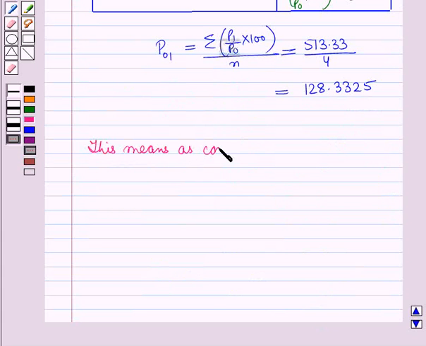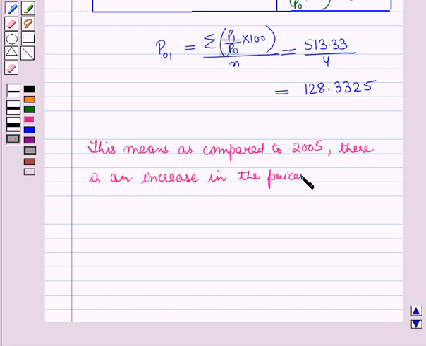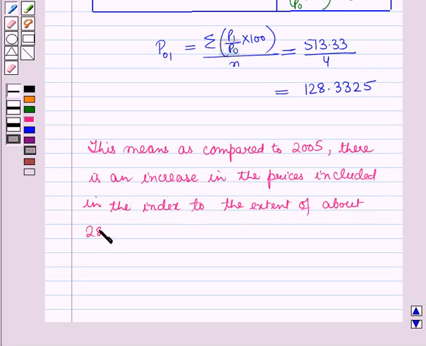This means, as compared to the year 2005, there is an increase in the prices of the commodities included in the index to the extent of about 28%.